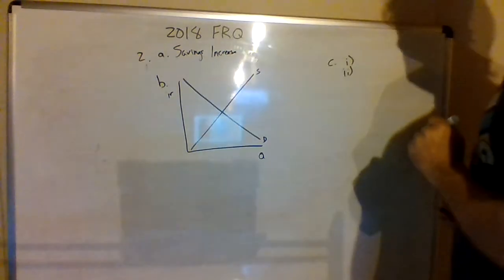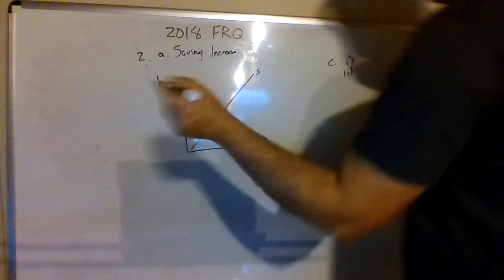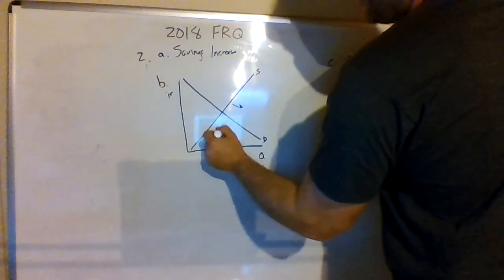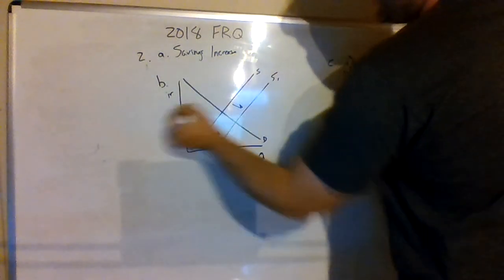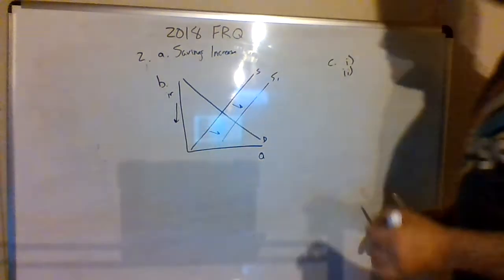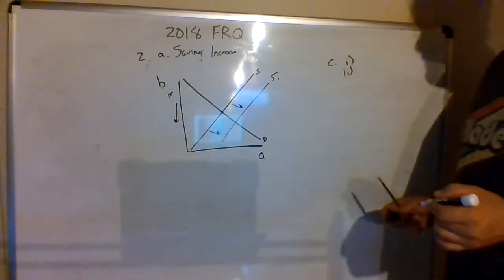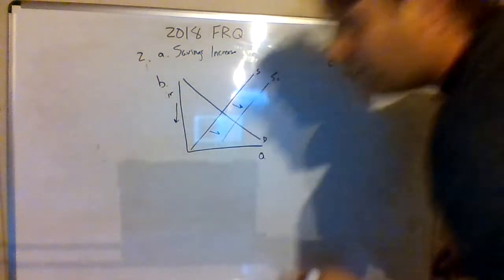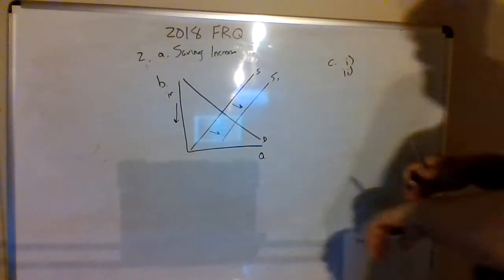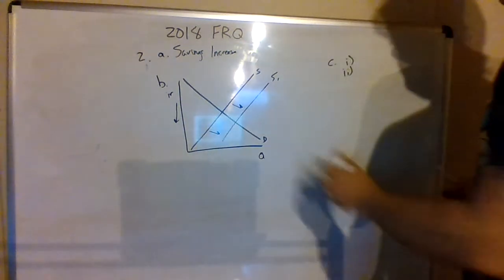And it's going to ask us to show that on a graph. So we're going to increase our supply of money. Interest rates are going to go down. That's for part B. Yes, it asks you what happens to interest rates. Interest rates decrease. Make sure you write that.